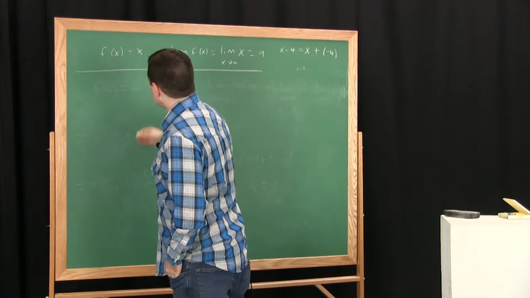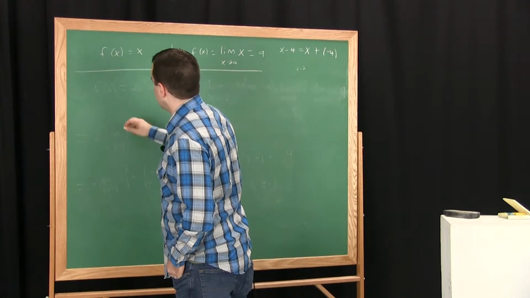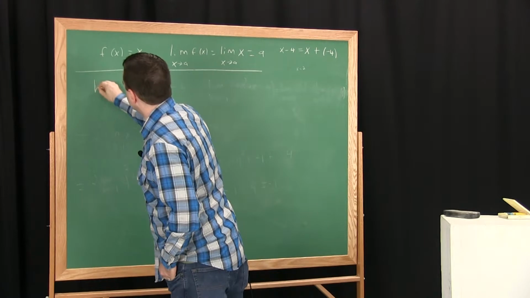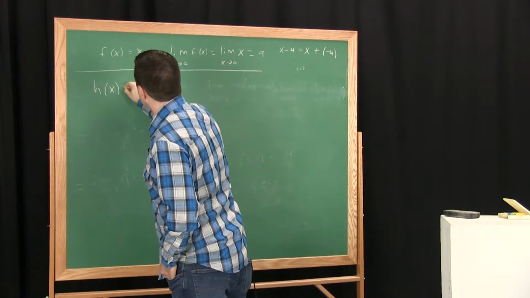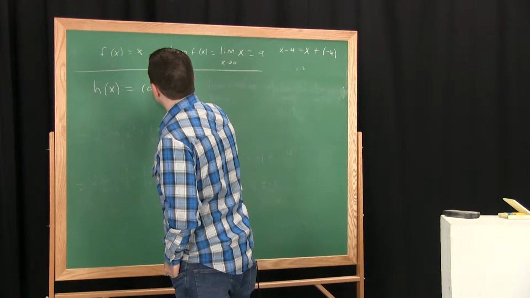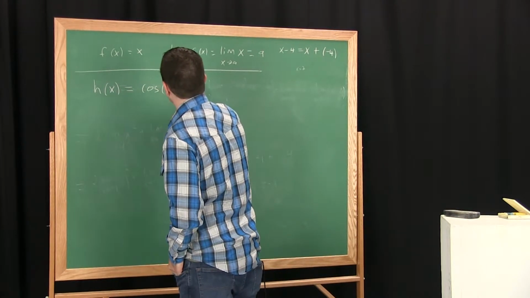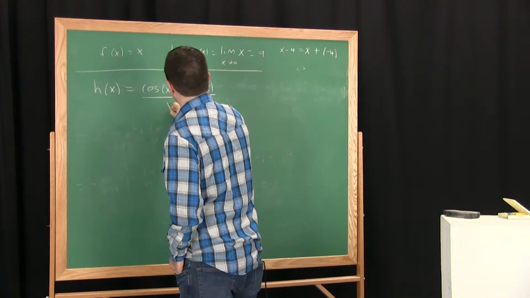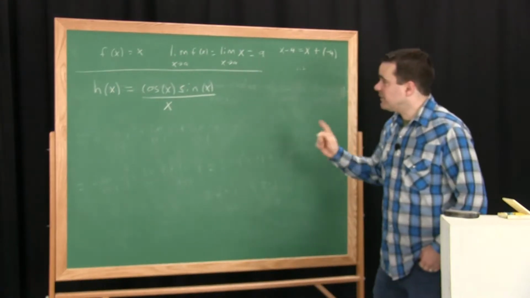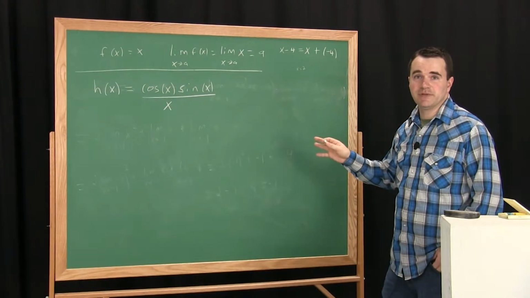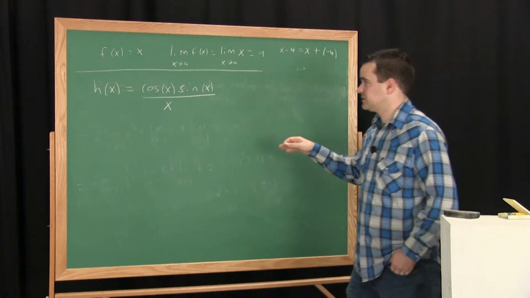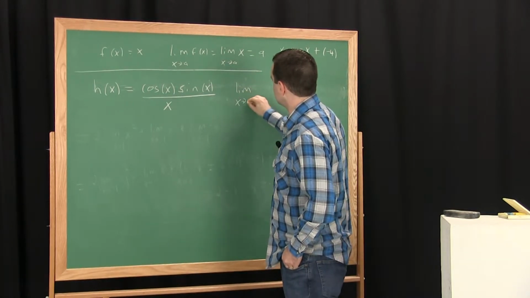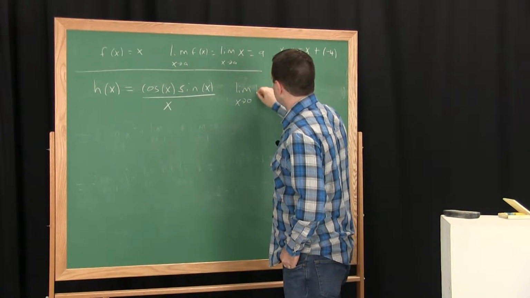But let's look at something like, let's make a new function. Let's call it h of x. Let's make this cosine of x times sine of x over x. And I'm going to ask you now, what's the limit of this function as x goes to 0?